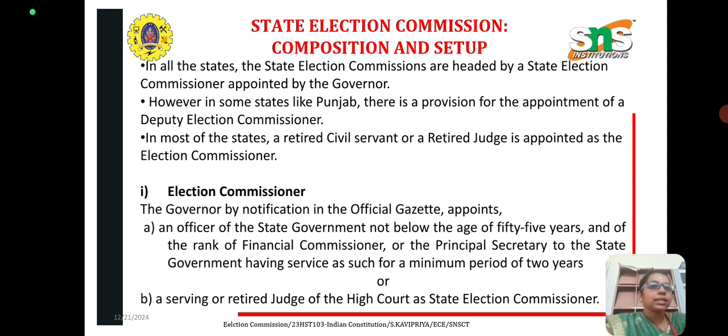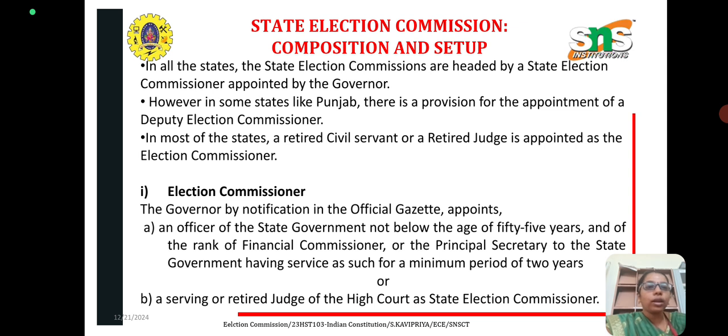In all states, the State Election Commission is headed by a state election commissioner, who is appointed by the governor. So the state election commissioner is the head and is appointed by the governor. However, in some states like Punjab, there is a provision for appointment of a deputy election commissioner. In most of the states, a retired civil servant or retired judge is appointed as an election commissioner. So first we have this election commissioner in the structure.